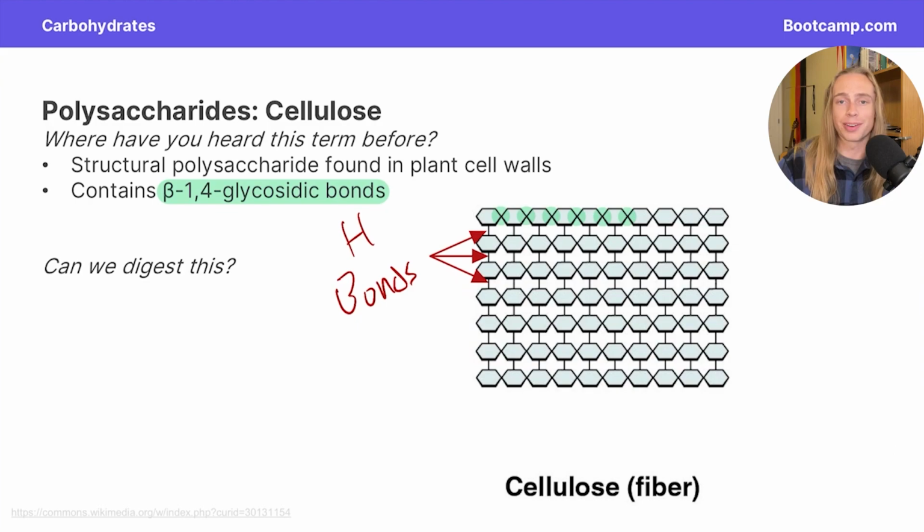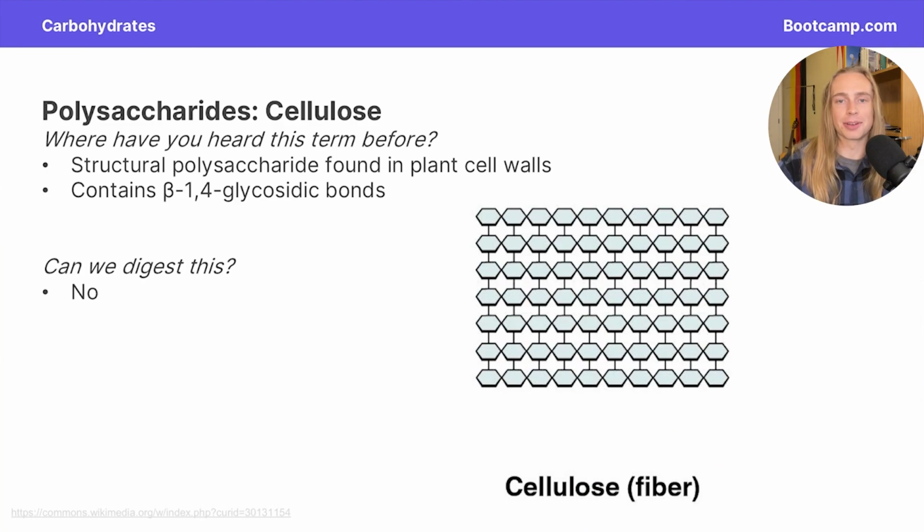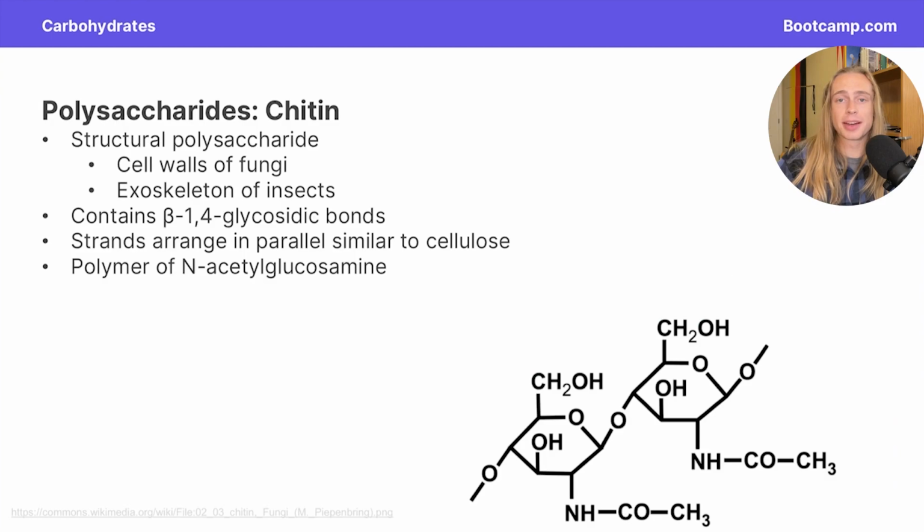for structural support. So, can we digest these beta-1,4 glycosidic linkages on cellulose? And great, so hopefully you cued in on this little clue here. Cellulose is just fiber, and we are unable to digest fiber, although it is still an important part of our diets. The last polysaccharide we will discuss today is chitin.